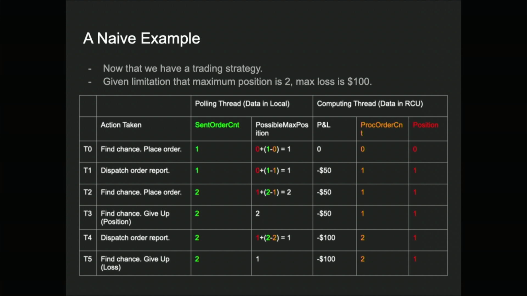We introduce a derived variable called possible max position. When any order is sent, we treat it as if it will be filled. If not, we fix it when we get a response showing the order has been rejected or cancelled. Profit and loss are also updated with RCU. To simplify the example, we only consider realized profit and loss.